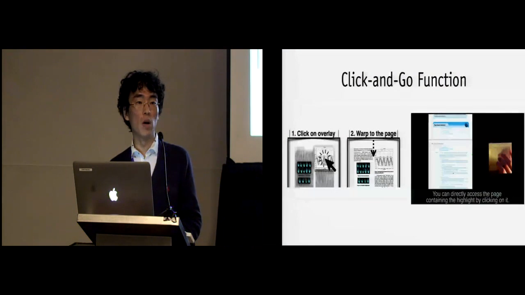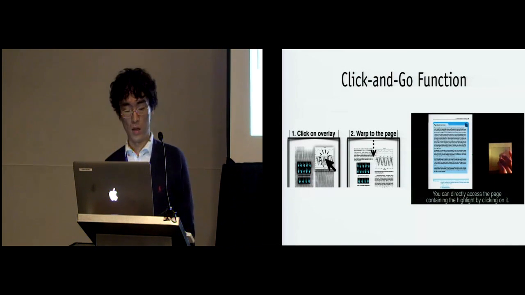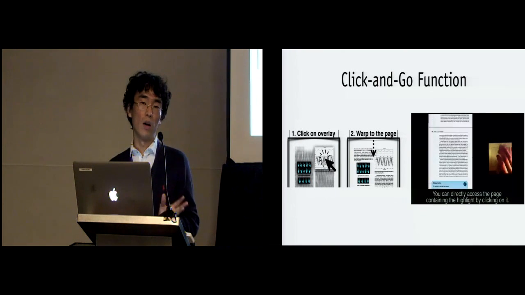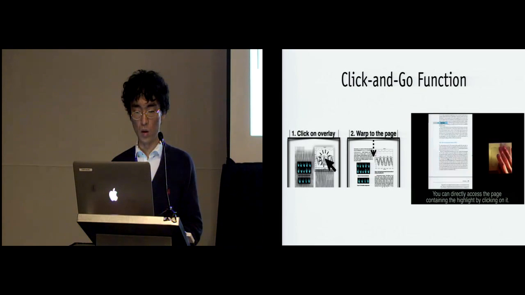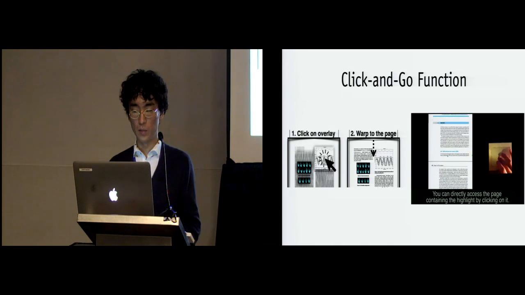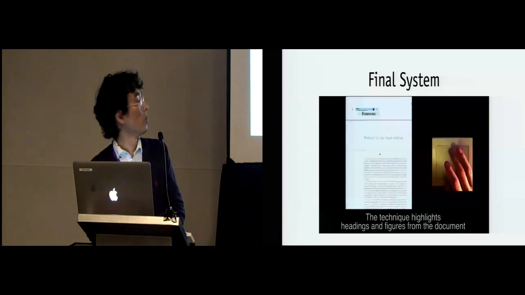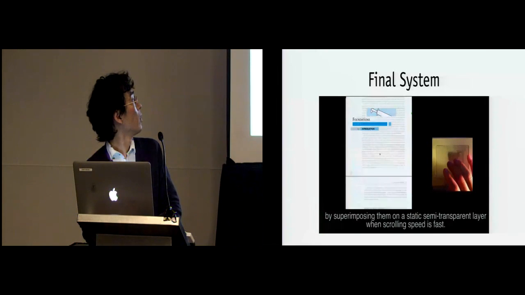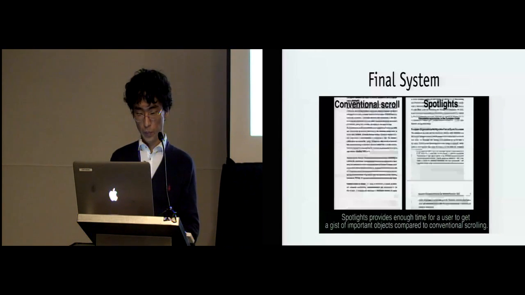There is also a function called click and go, and you can directly access the page containing the overlay by clicking on it. This helps you reduce the effort to go back to the important objects to read the text. And this is the final system. As you can see, there is a spotlight object, and you can click to go there. So if you find something interesting, you can go there to read more.